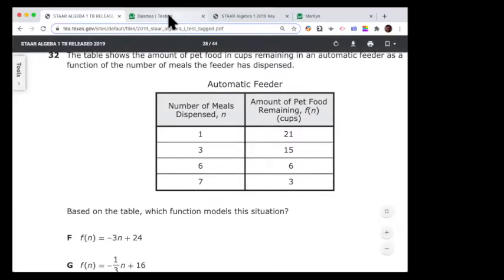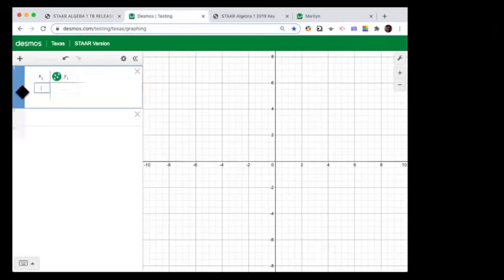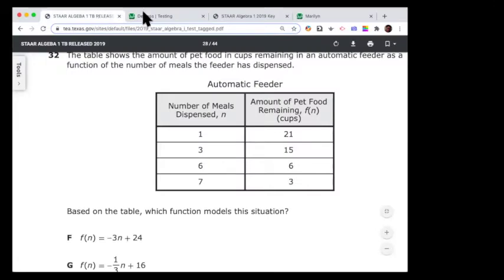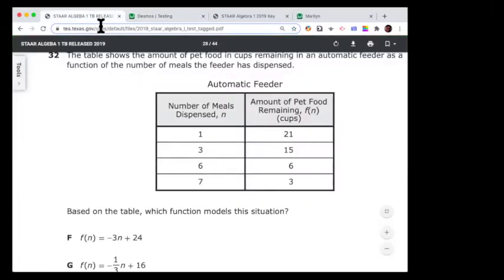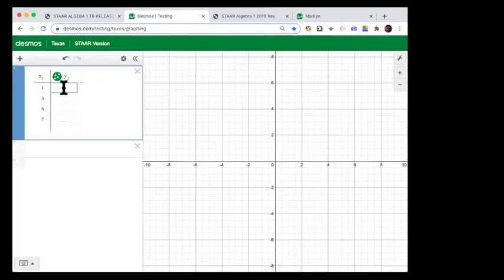Let's put those into Desmos. Again, we hit the plus, new table. And again, we are using the testing version. So this is what you can see on the day of the test. A lot of features have disappeared, but you can see right there that we can use a table. Okay, so we have 1, 3, 6, and 7. And on this side, we're on the y column, function of a number, 21, 15, 6, and 3.